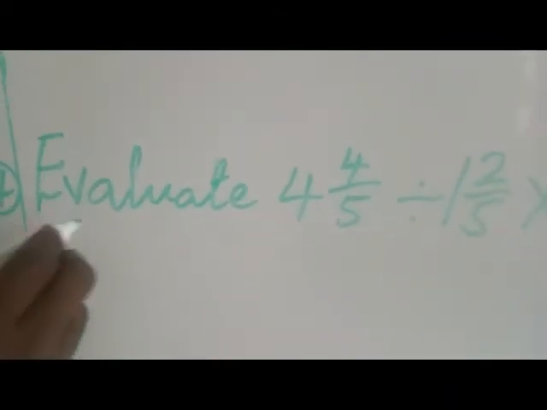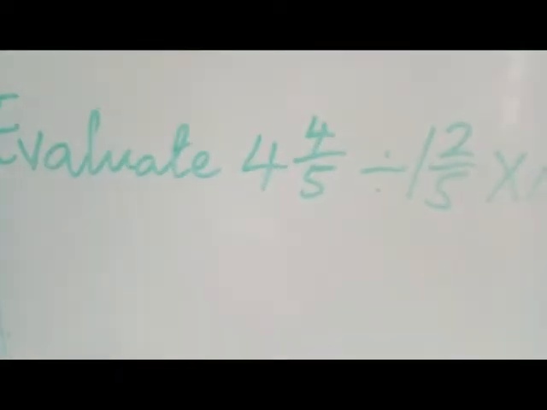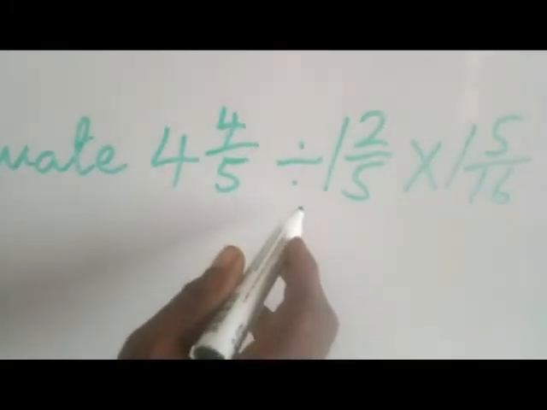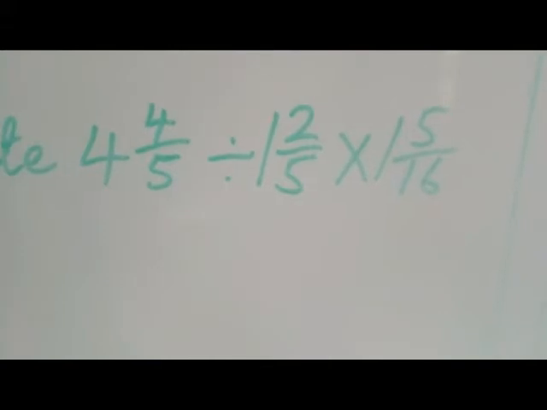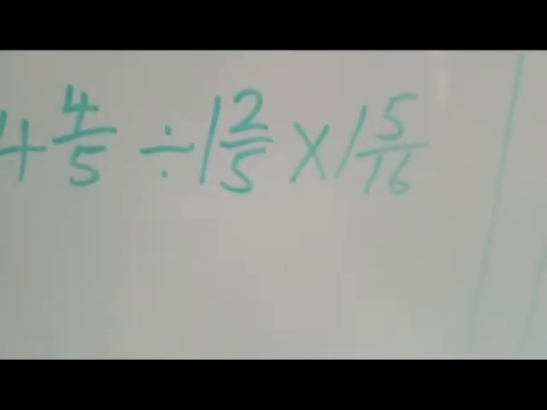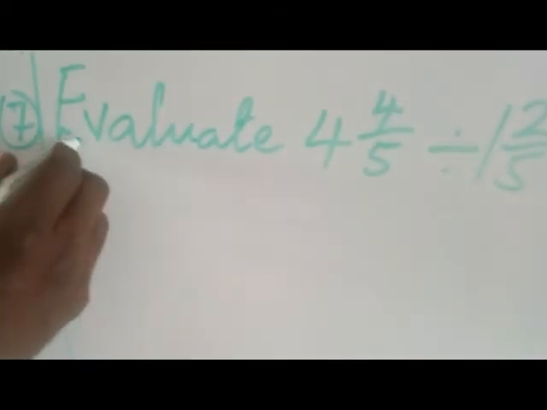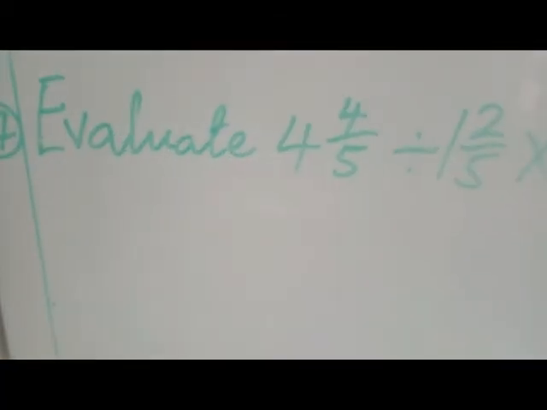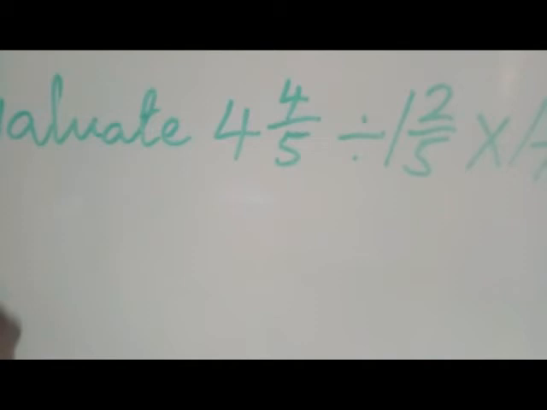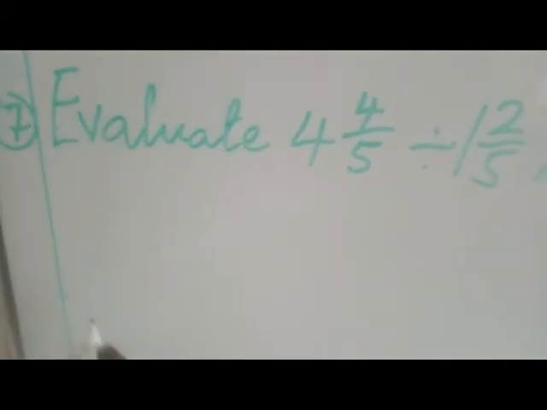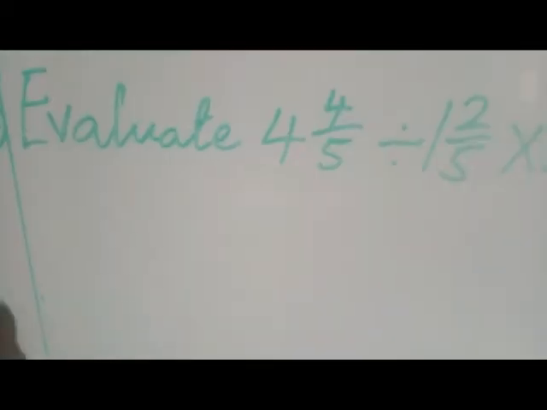So now we're going to look at example 7. Evaluate 4 whole number 4 over 5 divided by 1 whole number 2 over 5 times 1 whole number 5 over 16. Now when you hear this word, evaluate, they still mean the same thing. There's no difference, so you shouldn't be confused. Whenever you see this, they can use anything: evaluate, simplify, they are still the same.